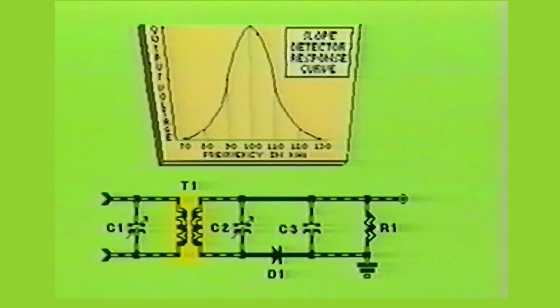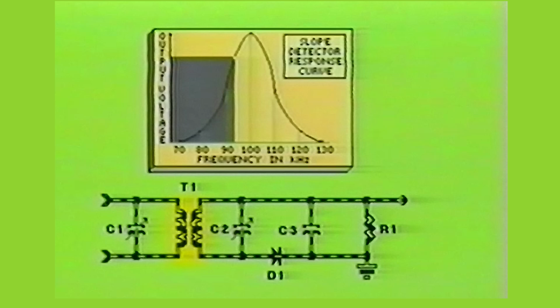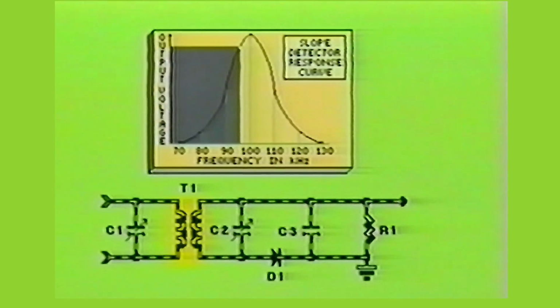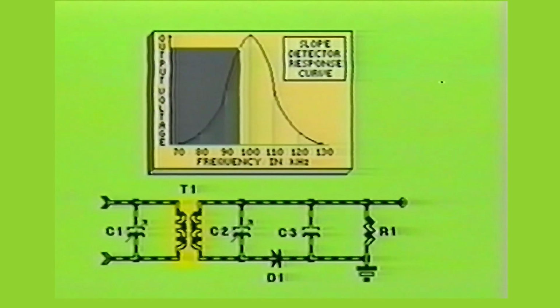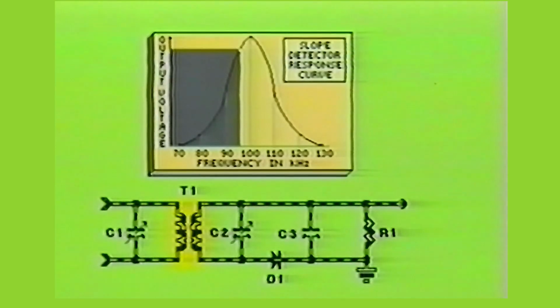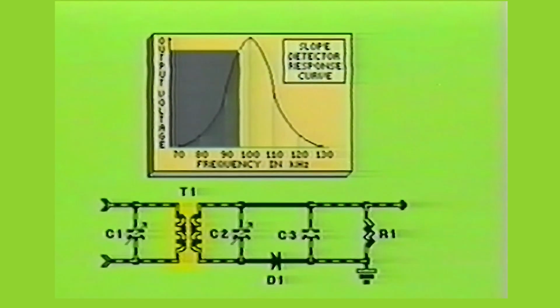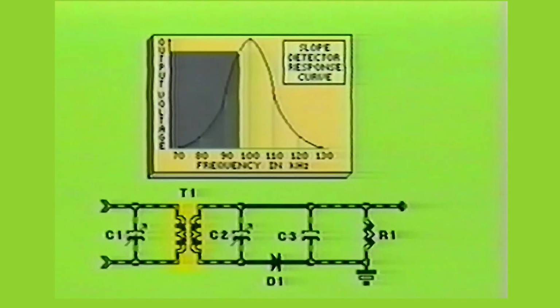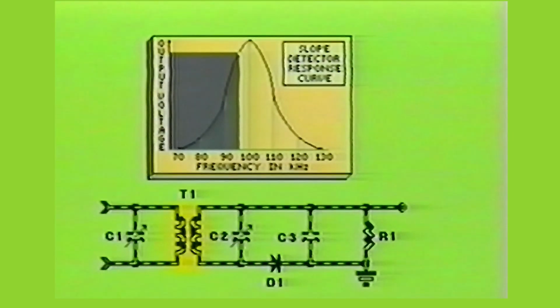Now, suppose the resting frequency deviates to 95 kHz. As you can see from the characteristic curve, the output voltage being taken across the R1-C3 combination increases in voltage. This is due to the fact that the frequency is higher up on the response curve.